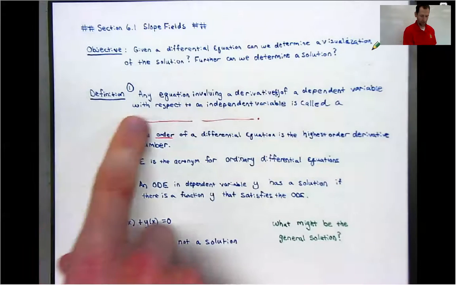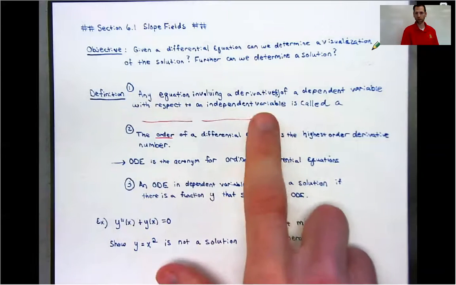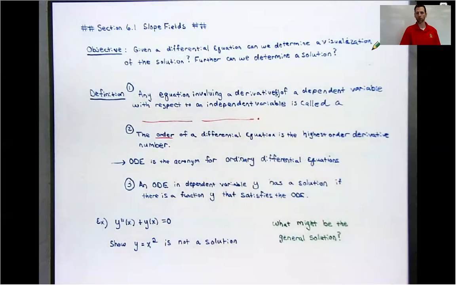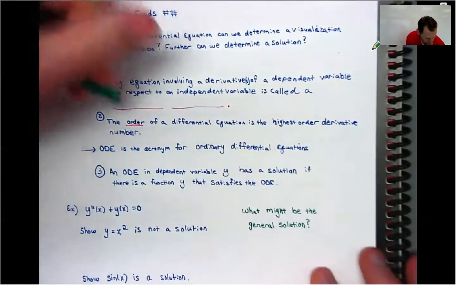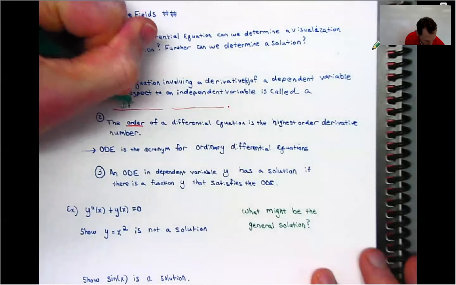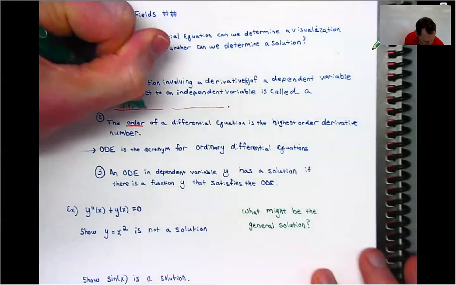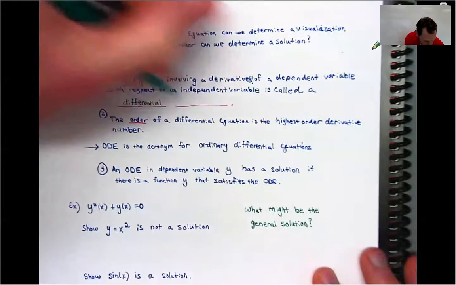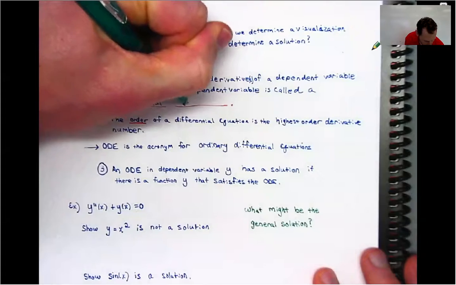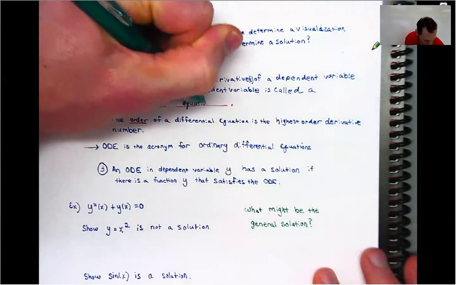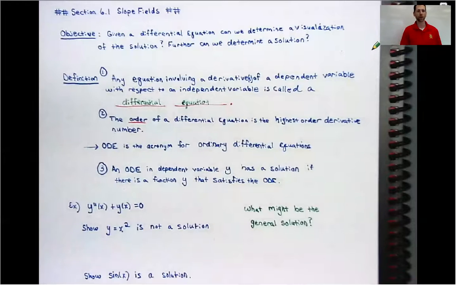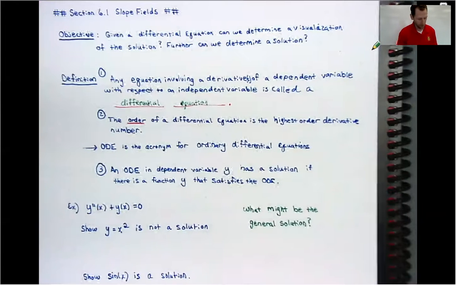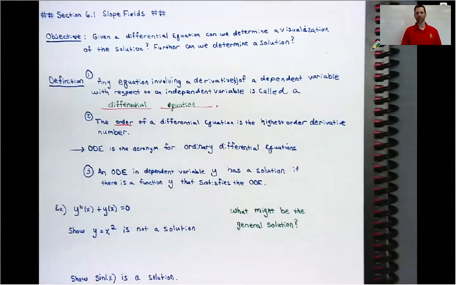So, definition: any equation that involves a derivative of a dependent variable with respect to another independent variable is called a differential equation. So if you see an equation that has a derivative in it, we call that a differential equation. We name it how it is. An algebraic equation is something that only has algebraic symbols and no derivatives in there. If you saw integrals in an equation, you would call it an integral equation.